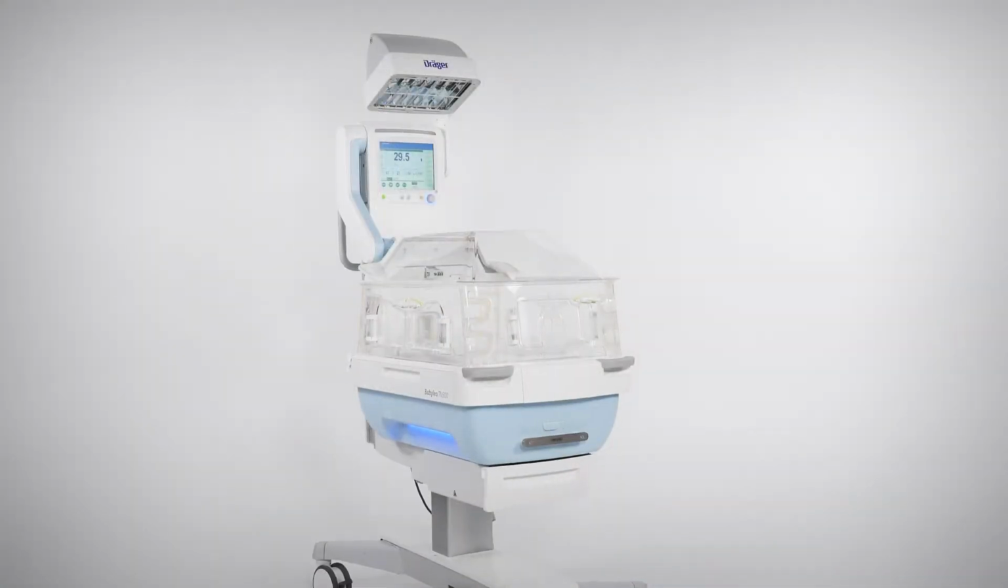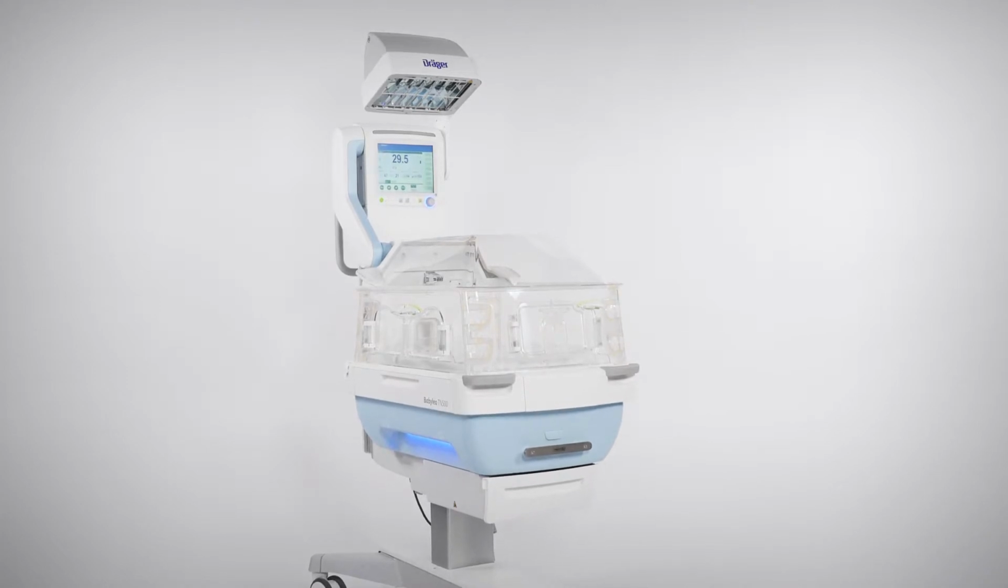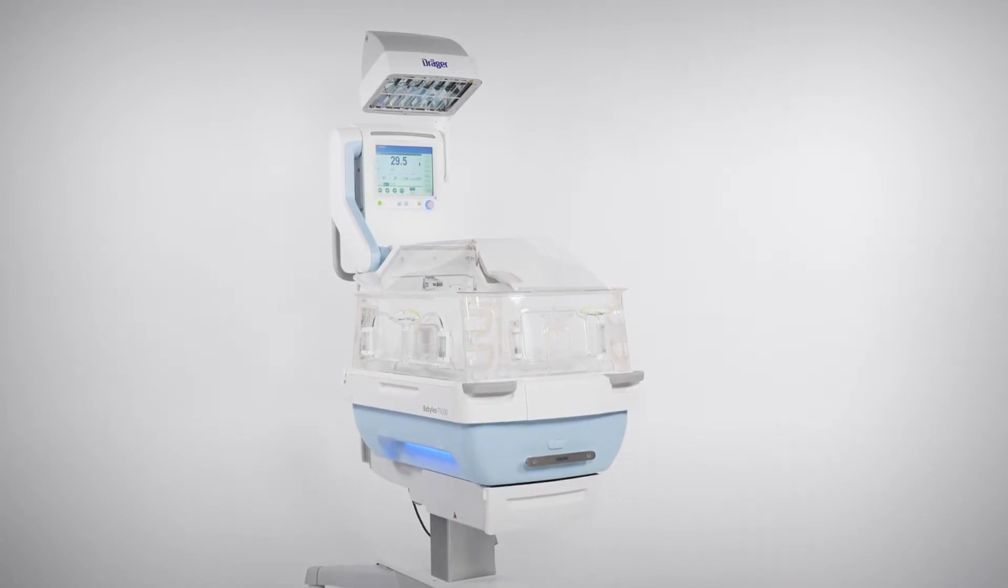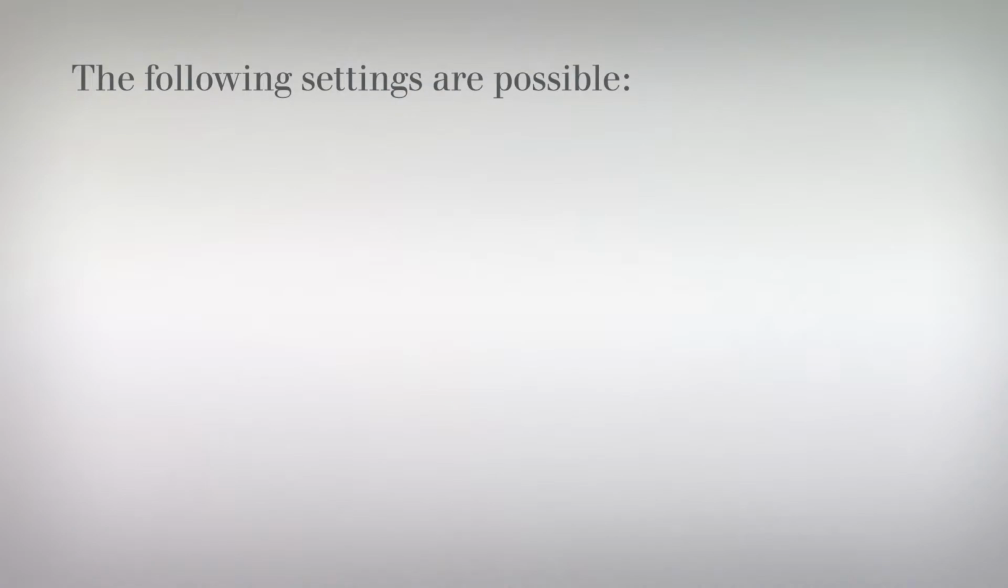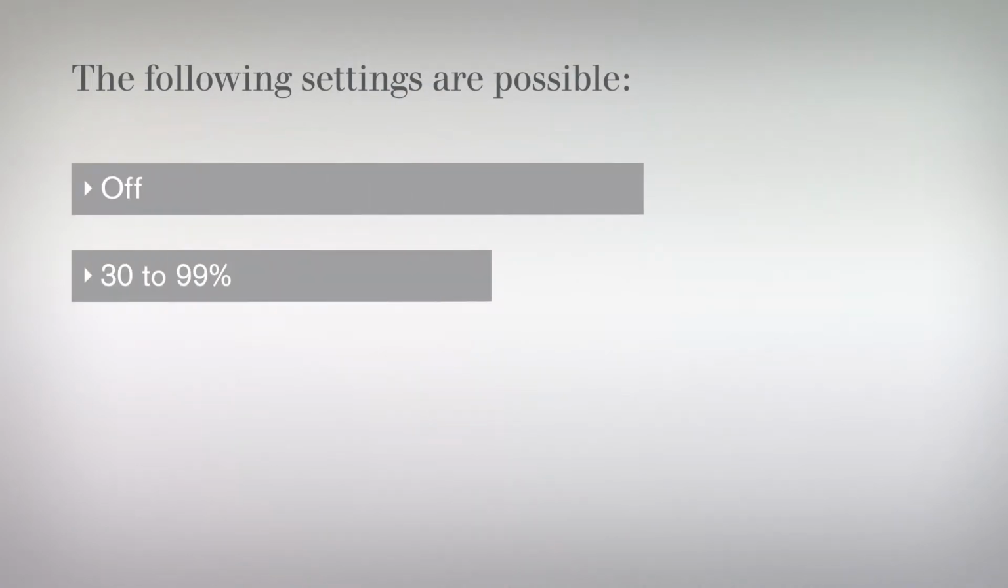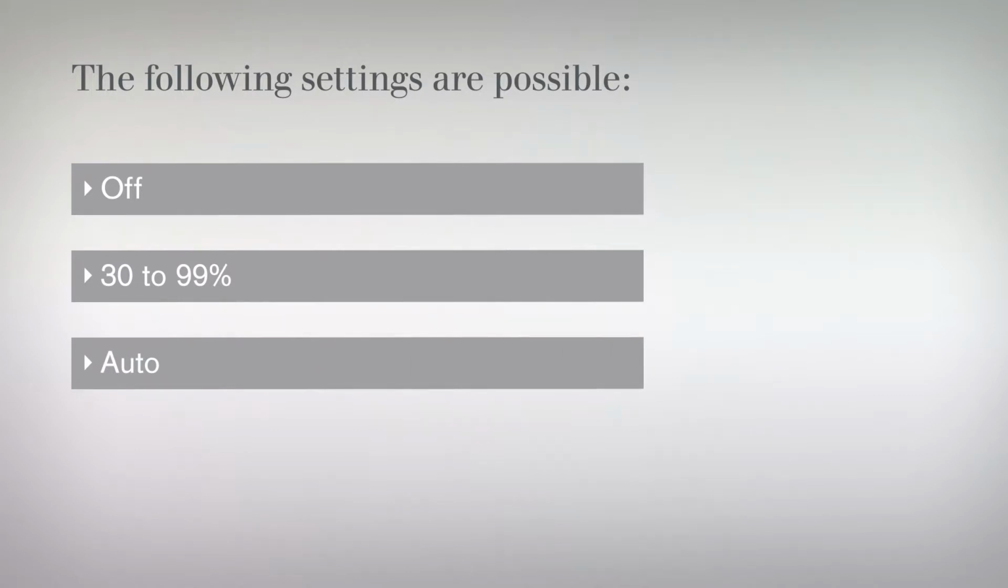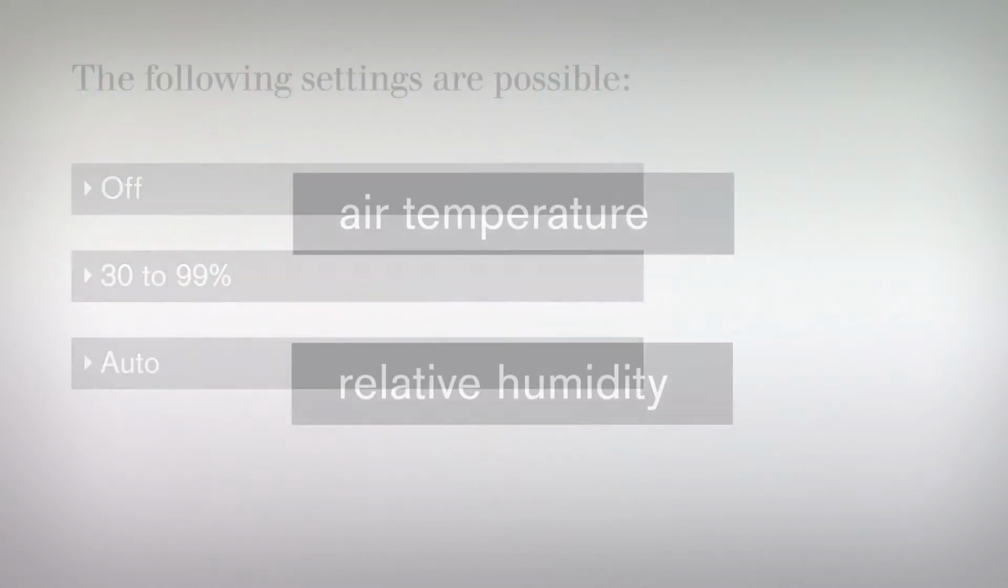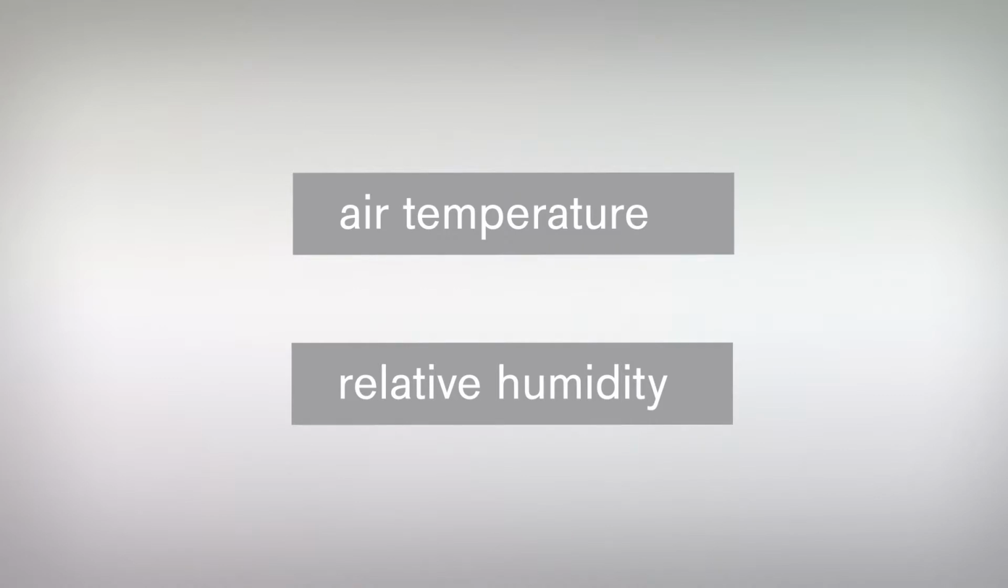In incubator operation, the relative humidity can be set manually or automatically. The following settings are possible: Off, setting from 30 to 99%, Auto. When in auto mode, the device sets the relative humidity according to the air temperature. For example, if the air temperature increases, the relative humidity increases correspondingly.